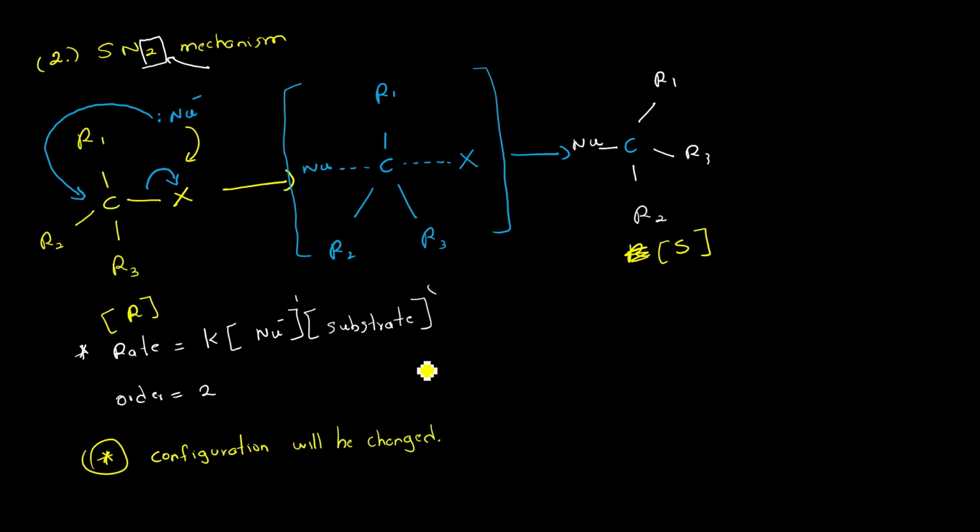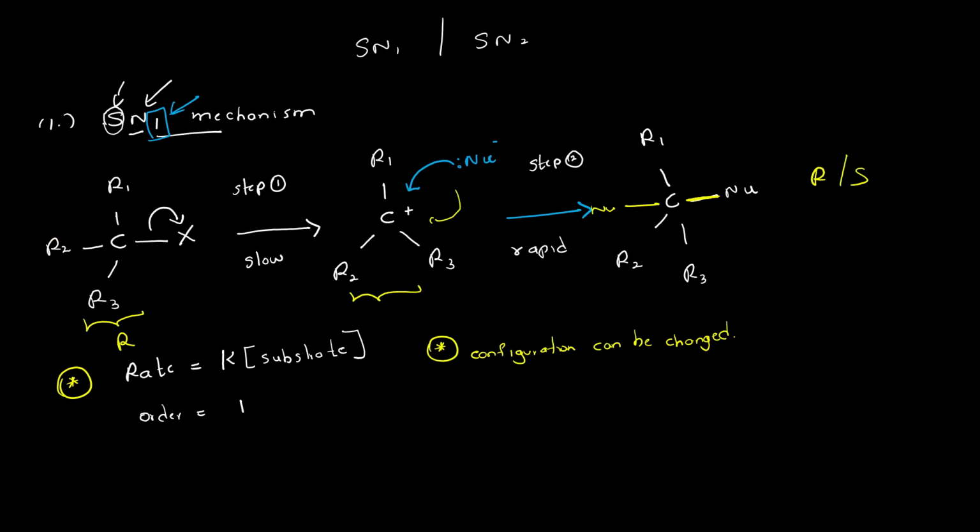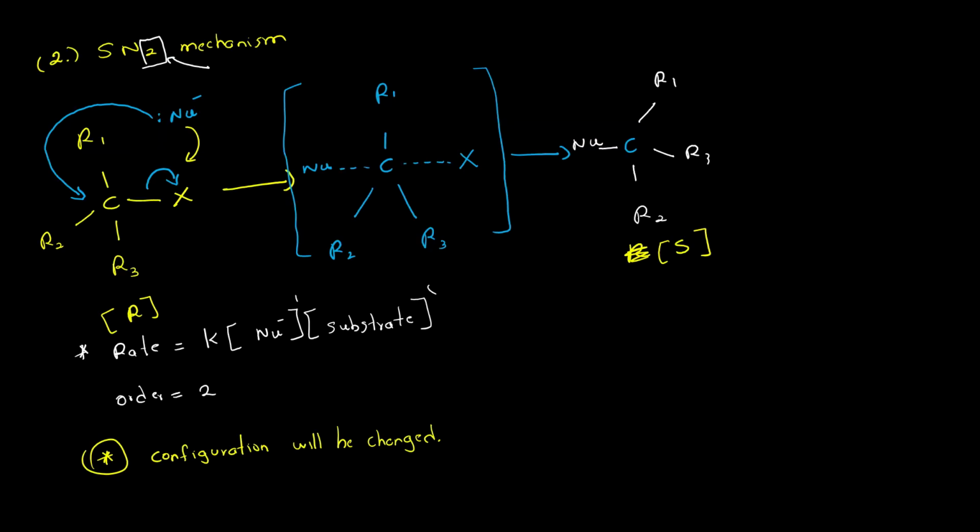Right? I hope you understand that. Now these are the basic mechanisms for SN1 and SN2. So now we need to talk about the 4 components in this mechanism which are affecting the mechanism. Let's look at it like this. The first one is the substrate.